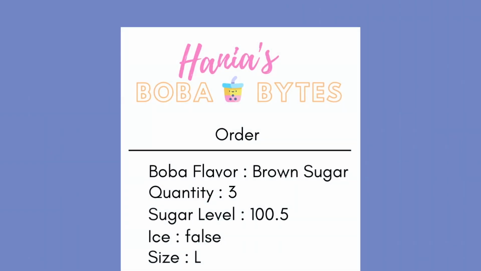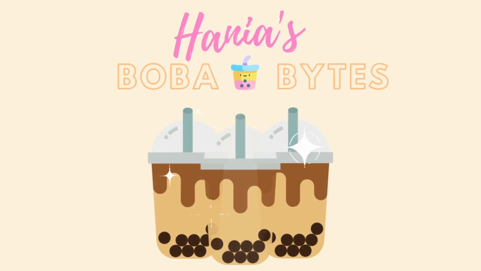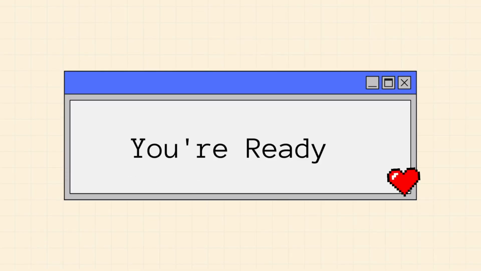And voila! Our boba order details are now printed out and ready to be transformed into delicious drinks. Thanks to our trusty variables, we can easily retrieve and use this information for any further processing or functions we may need. Our order is now complete and ready to be enjoyed. 3 large brown sugar bobas with no ice and a 100.5 sugar level. Yum! You are now ready to start writing and using variables.